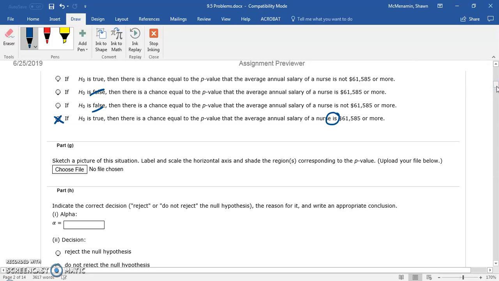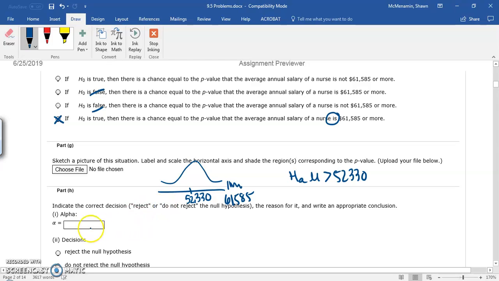So the picture that you would need for this, you can upload any Word document, but if this was on the test, the picture you would want to draw is your population mean here and your 61,585, and we're shading to the right. It's a right-tailed test because this is all based off the alternative. The alternative says that the population mean is greater than 52,330. Our alpha is our significance level at 0.05.